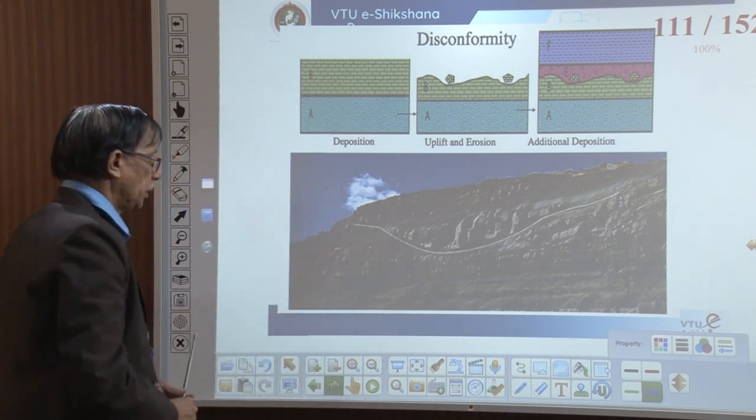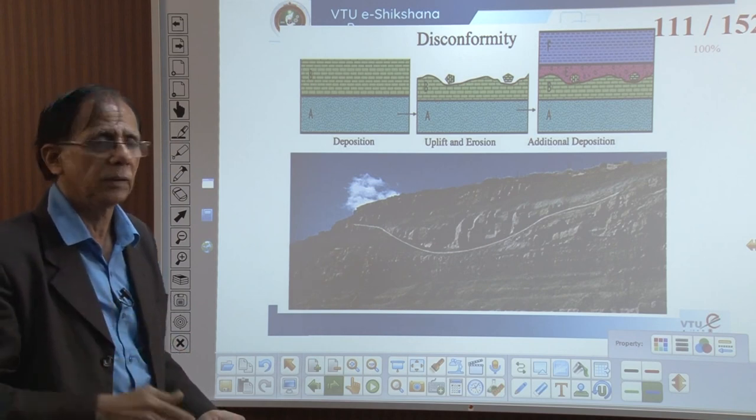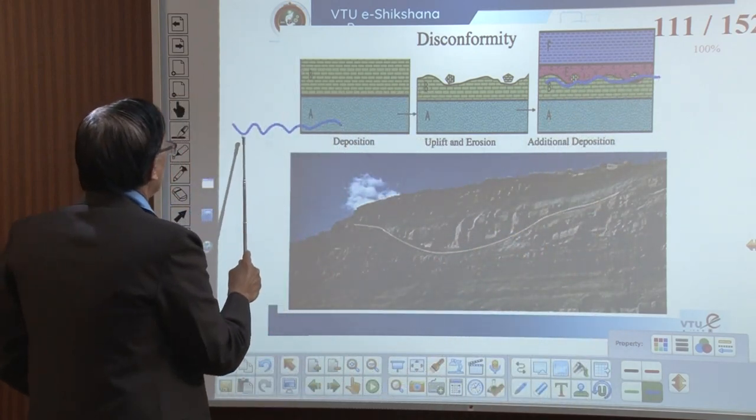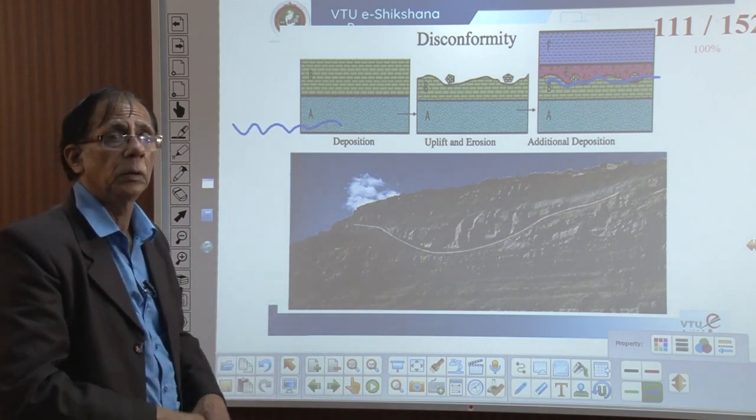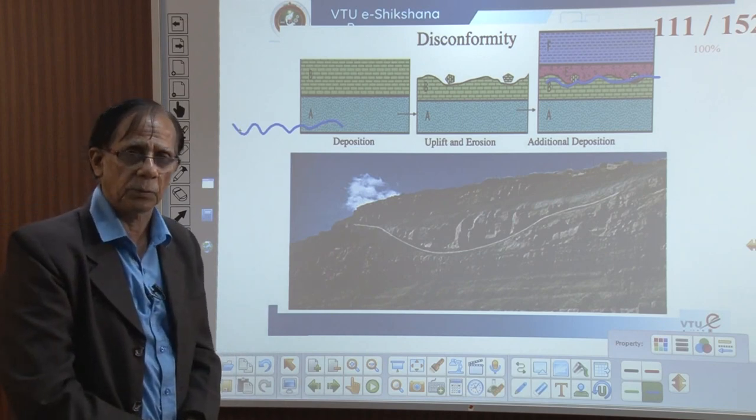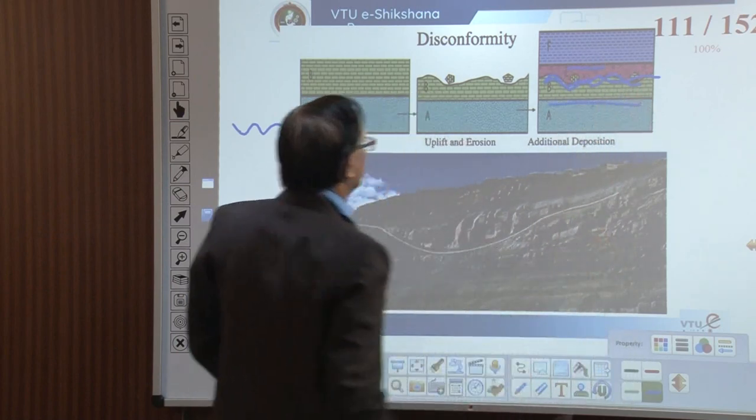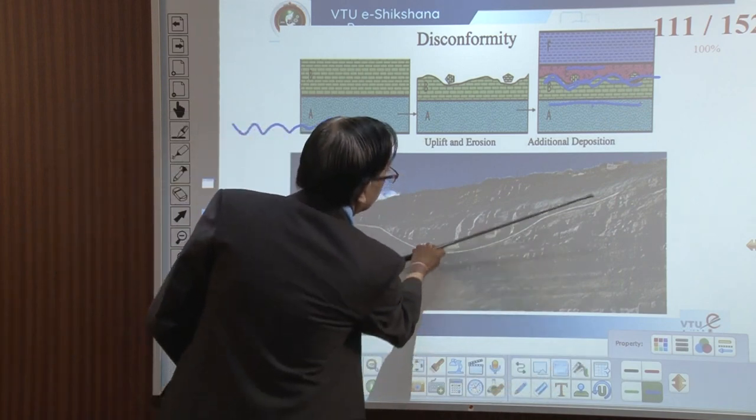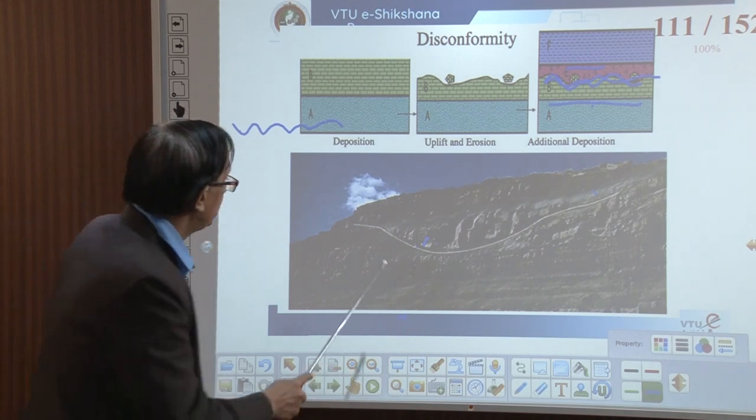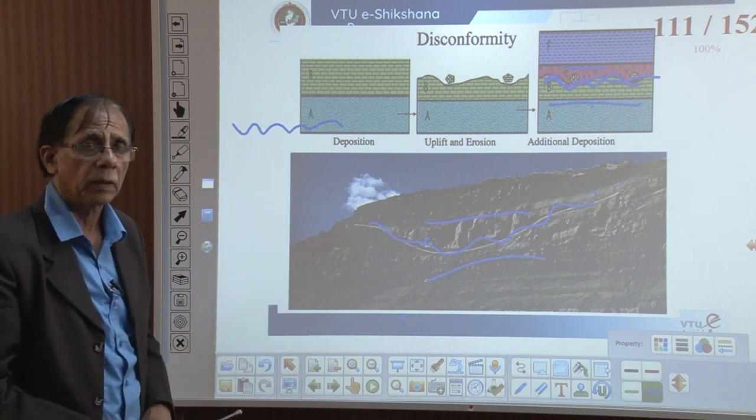Now, disconformity. Rocks below and above the unconformity are more or less parallel. That is a disconformity. Suppose this is an irregular surface, the universal symbol of unconformity. An uneven surface means a period of erosion, because weathering and erosion form uneven surfaces. Therefore, universally, this is a symbol of unconformity. And if this is the unconformity, rocks below and above are nearly parallel. If rocks above and below the unconformity are parallel, then that kind of unconformity is called disconformity.